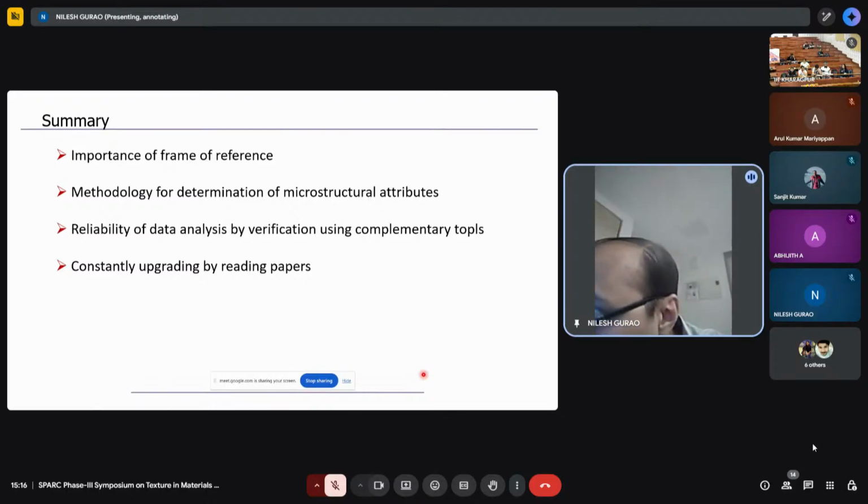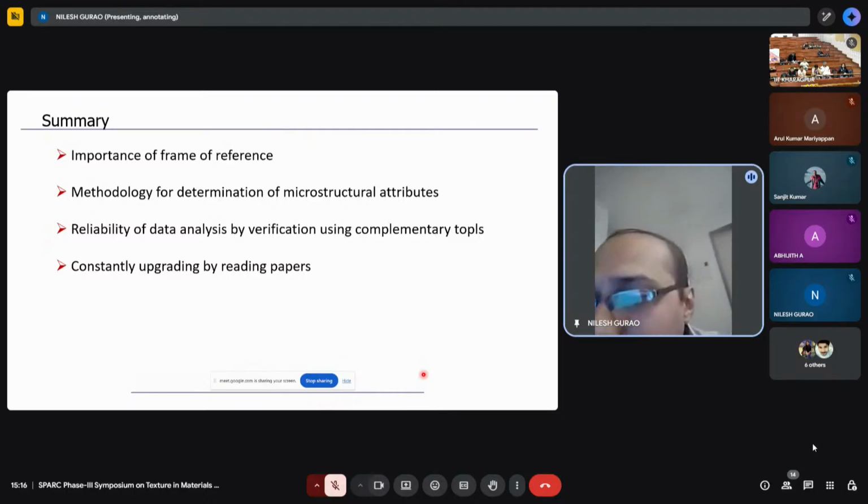And the reliability of data, you can complement it with different measurements. So if your KAM is increasing and grain size is reducing, hardness should increase, right? Or if you do XRD, microstrain should increase. All those things you have to keep in mind. And as I said, you have to constantly upgrade your knowledge. You have to cover the fundamentals also, and at the same time constantly upgrade.